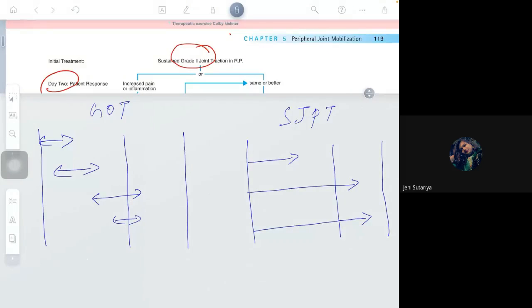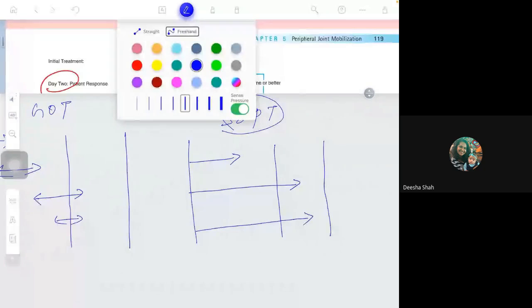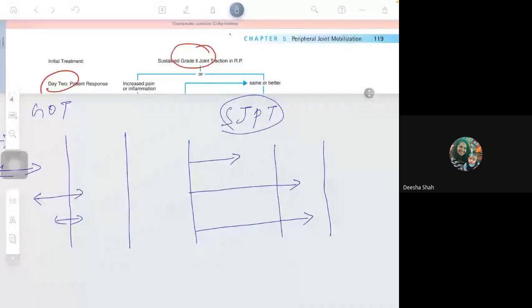Can anyone tell what mistake I made here? Anyone? Pardon? Grade 2. Yes, grade 2, I had made a mistake. Okay. So I'll tell one simple rule.